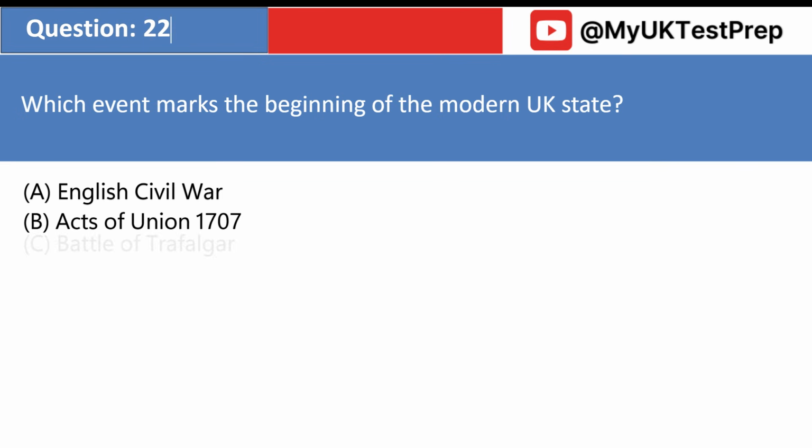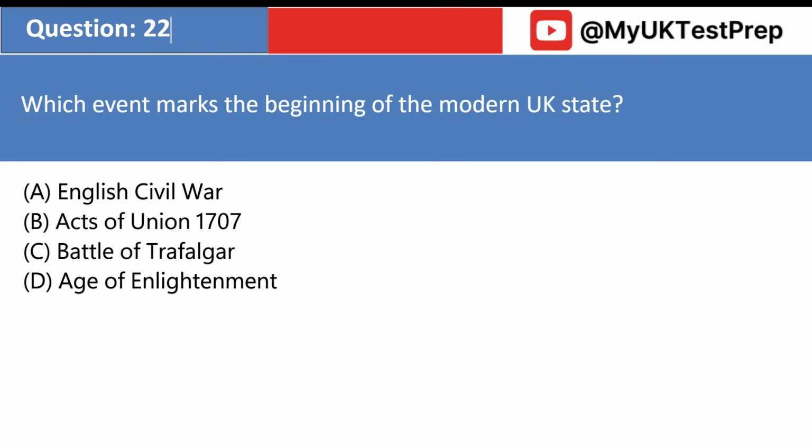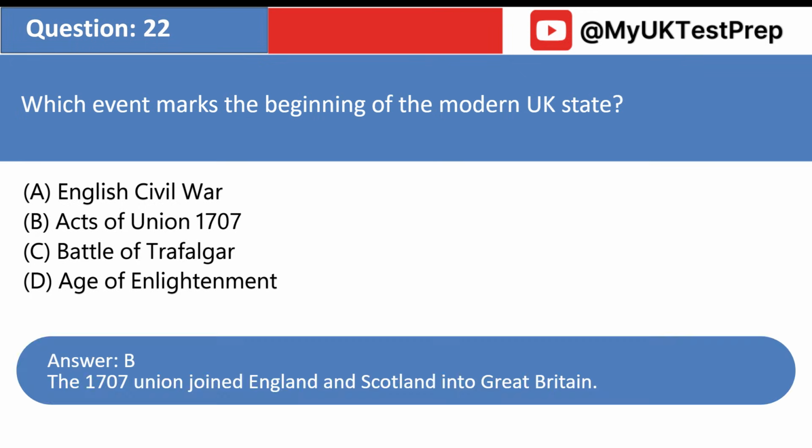Which event marks the beginning of the modern UK state? A. English Civil War. B. Acts of Union 1707. C. Battle of Trafalgar. D. Age of Enlightenment. Answer, B. The 1707 Union joined England and Scotland into Great Britain.